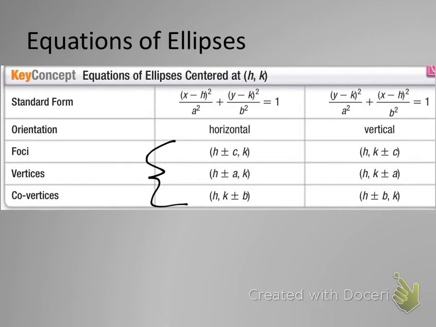Now, your foci, your vertices, your covertices, they all have the same relationship between a, b, and c that the ones centered at the origin do. The only difference is you're not centered at the origin anymore. So now you have to move them with your center point. For your foci on a horizontal, it's h plus or minus c and then k as a coordinate. So you have two of them, right? One when it's h plus c, one when it's h minus c. Same with your vertices, h plus a, h minus a, because of your distances. Co-vertices, k plus b, k minus b, because you're going the opposite way. You're moving up and down on those. And then obviously the same ones for when you're vertical, except you flip them.